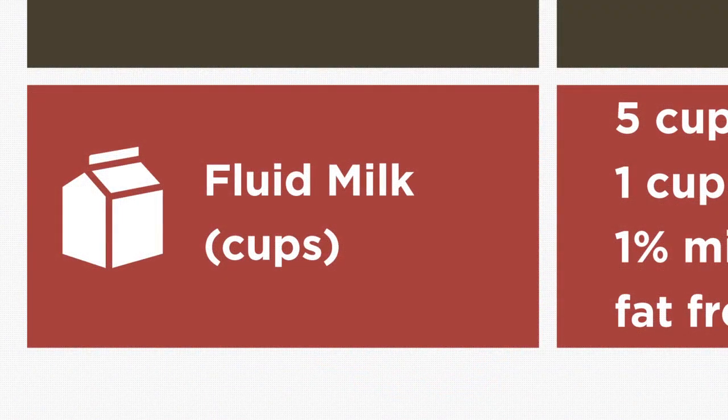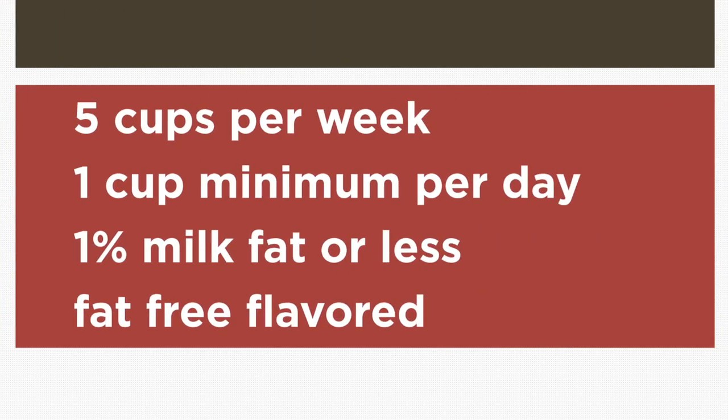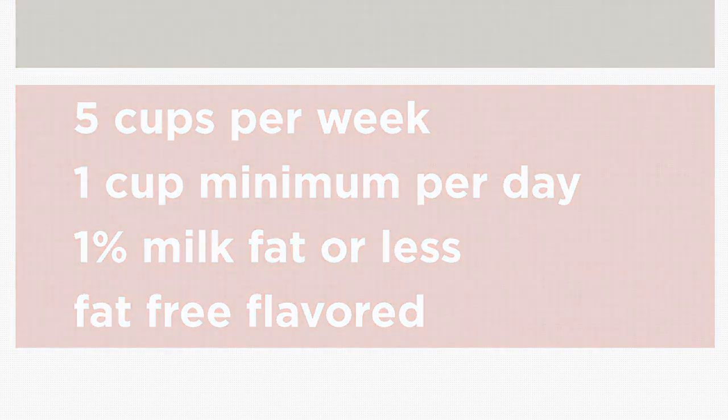For fluid milk, the K through 5 meal pattern for breakfast requires 5 cups per week, which is a daily minimum of 1 cup. All fluid milk must be 1% milk fat or less. If flavored milk is used, it must be fat-free.